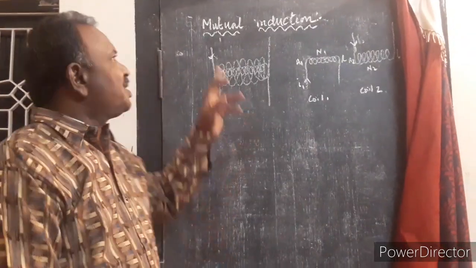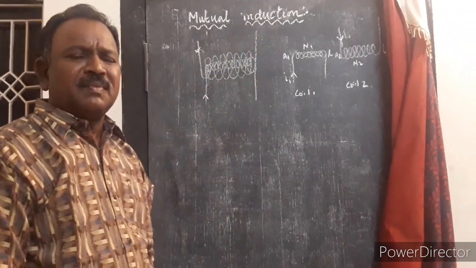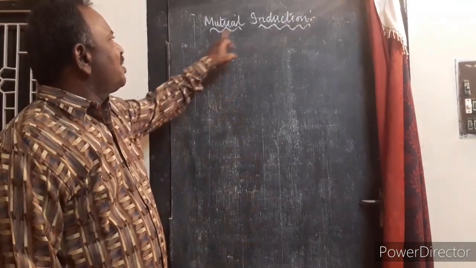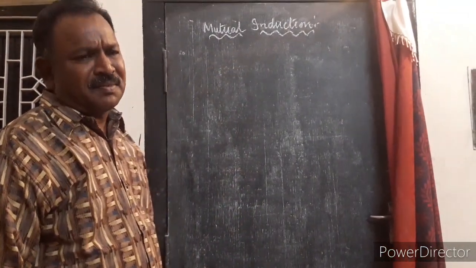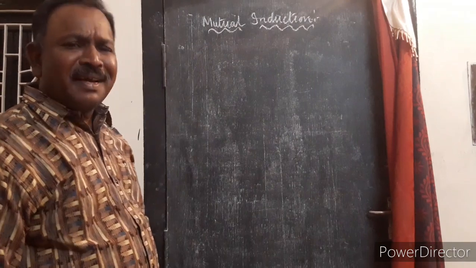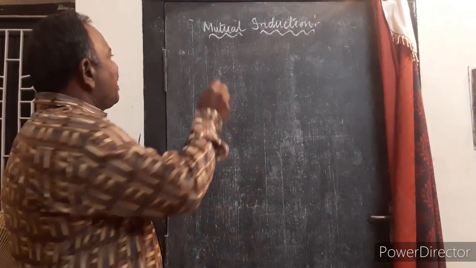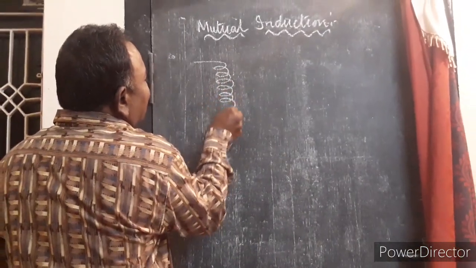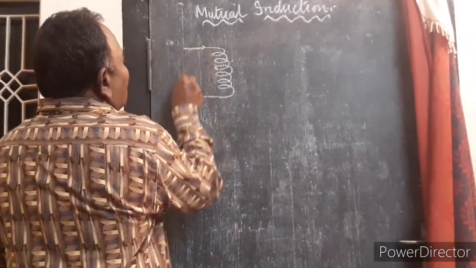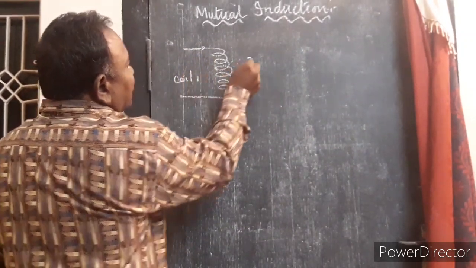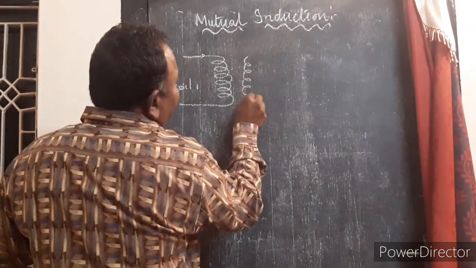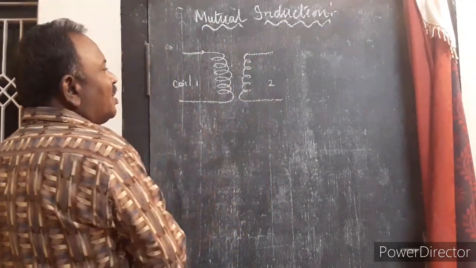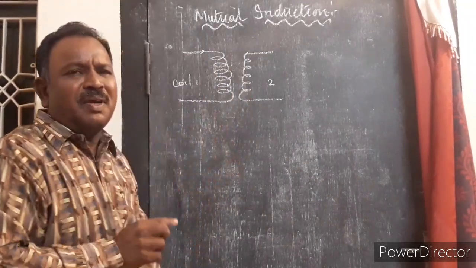Students, next we are going to see mutual induction. So what is called mutual induction? We have two coils, coil 1 and coil 2. They are kept very close to each other.